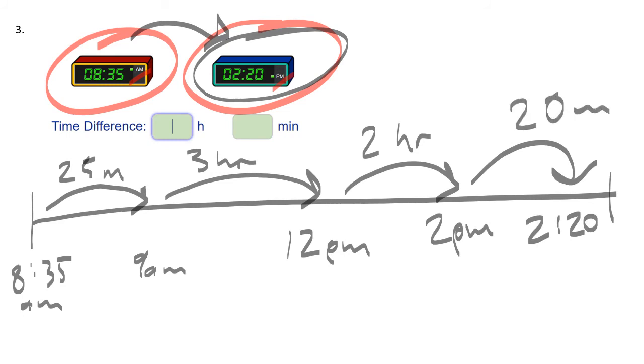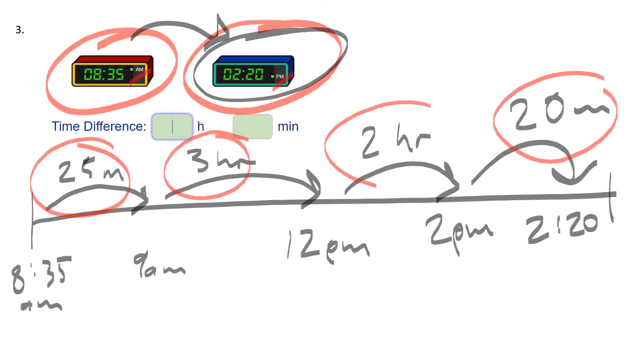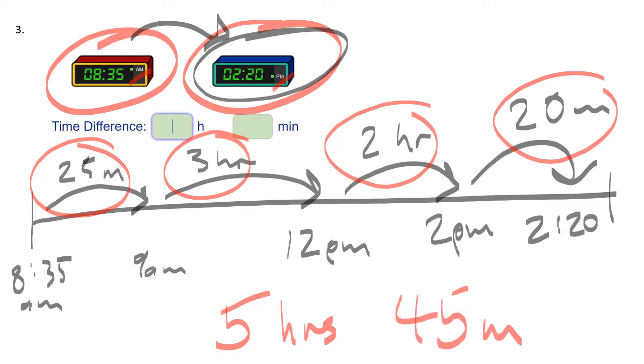So now I've got to add up 25 minutes, 20 minutes, 3 hours, and 2 hours. And I can do that. I know it's going to be, because 3 plus 2 is 5 hours, and 20 plus 25 is 45 minutes. And that's my answer. I wonder how you went.